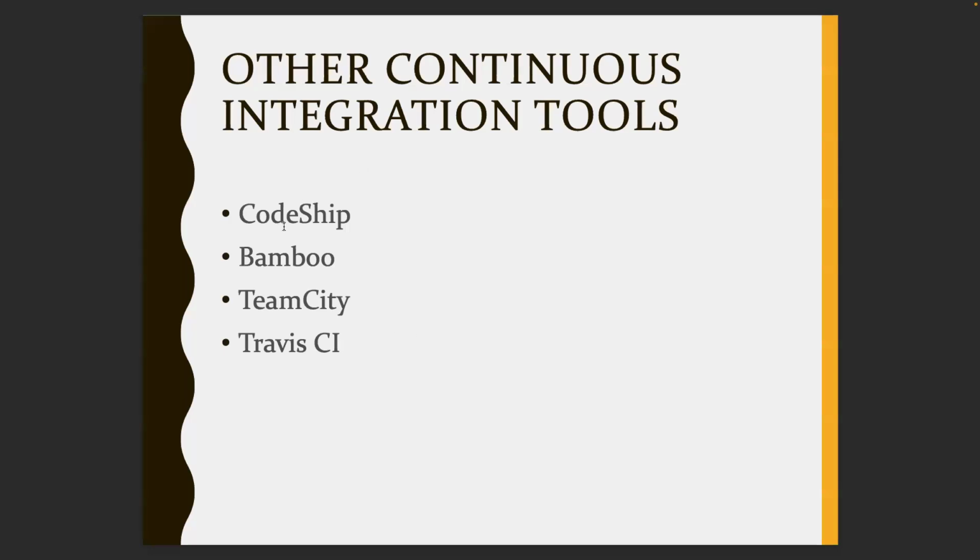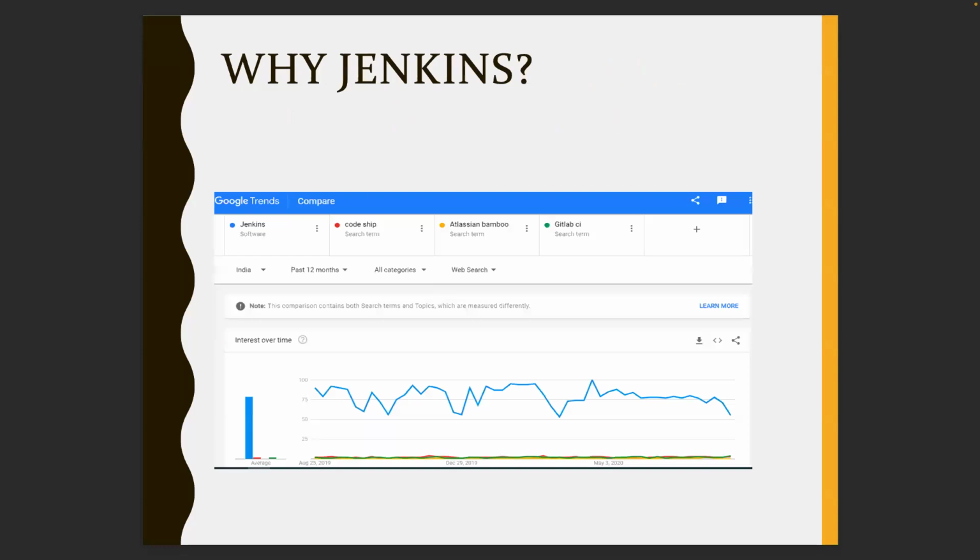Okay. So the continuous integration tools are CodeShape, Bamboo, TeamCity, Travis CI. And here you can see the graph of Jenkins when compared with other tools. Jenkins is so widely used because of the features it offers. We'll also go through them. Good to move.